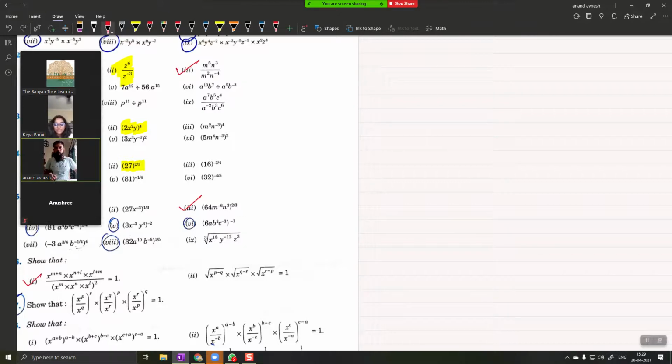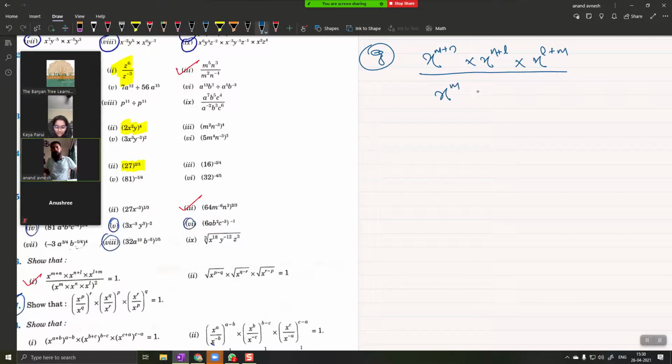Okay, so we are going to do this question. The question is: x raised to m plus n times x raised to n plus l times x raised to l plus m, the whole upon x raised to m times x raised to n times x raised to l, the whole square. You have to prove that that is equal to 1.